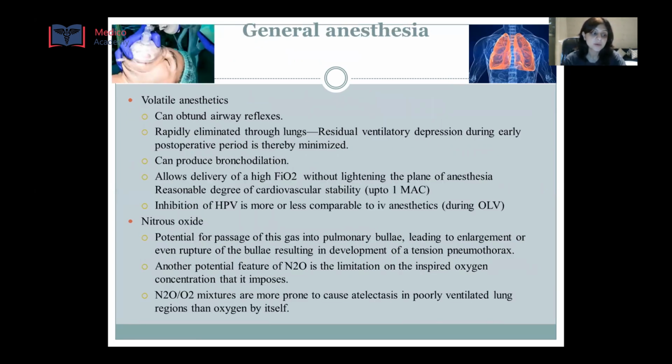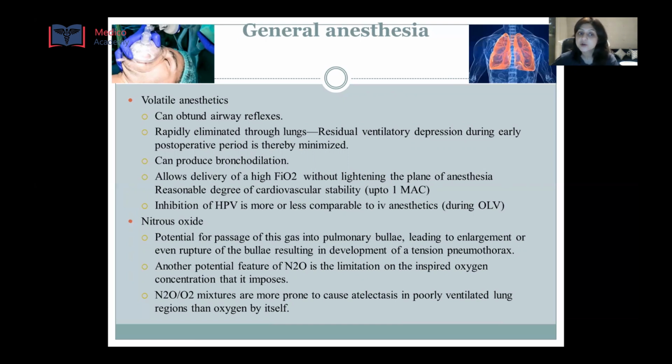In general anesthesia, when we talk about the specific anesthetic agents, volatile anesthetics cannot stunt the airway reflexes, but they are rapidly eliminated through the lungs. So the residual ventilatory depression during the early post-operative period is thereby minimized by the use of volatile anesthetics. They produce bronchodilation, and they allow delivery of a high FiO2 without lightening the plane of anesthesia. A reasonable degree of cardiovascular stability is maintained up to 1 MAC. Inhibition of HPV is more or less comparable to IV anesthetics if you are using them in one lung ventilation.